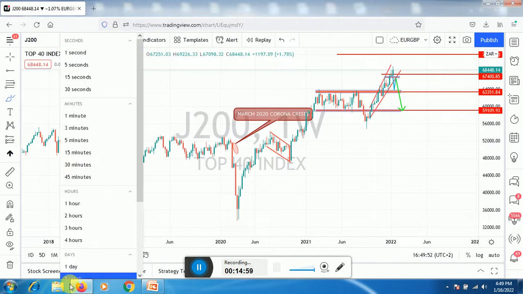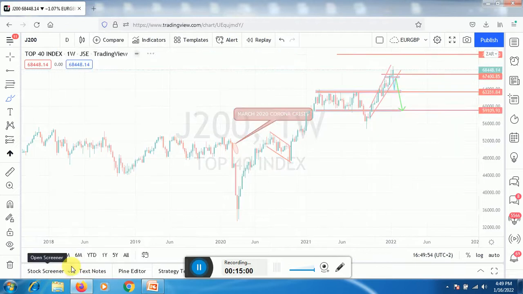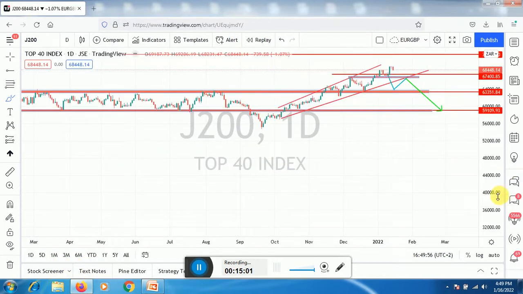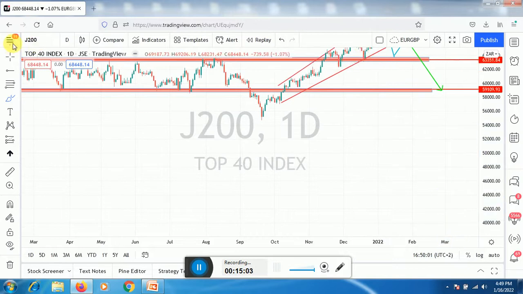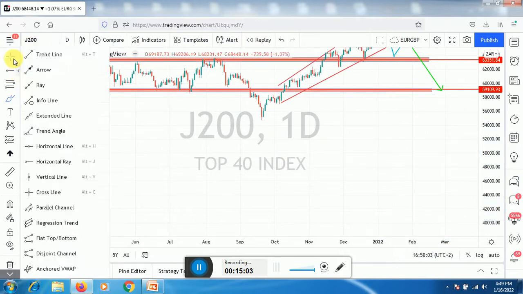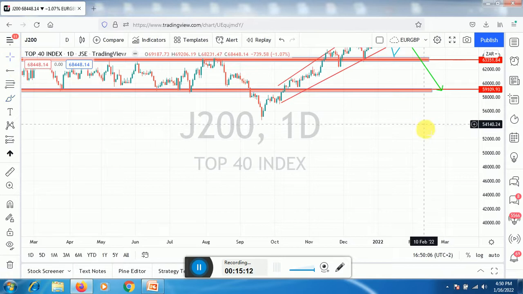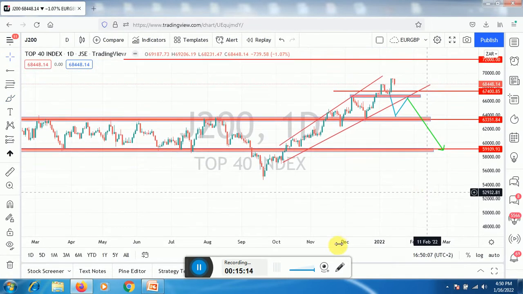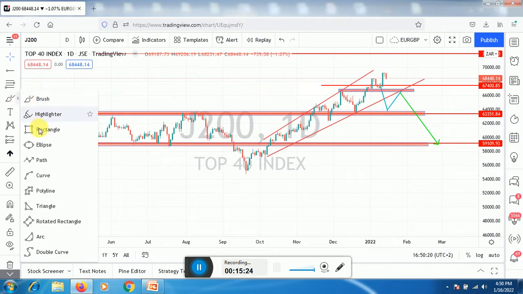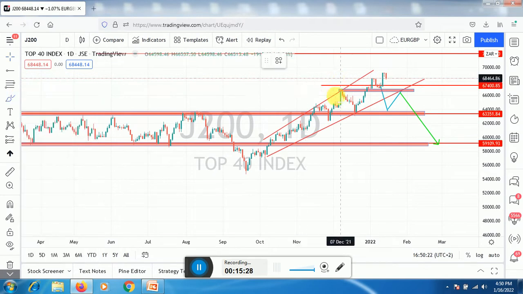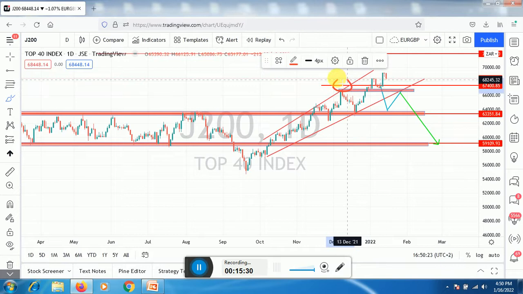J200 again. What we suspected was that price actually moved higher. When it moved higher, it created the head of the pattern. Why I'm saying it created the head is because this is the left shoulder right here, right?